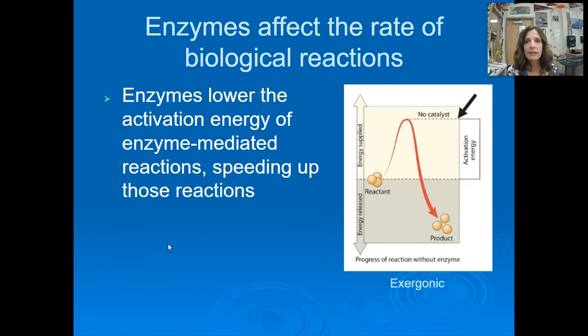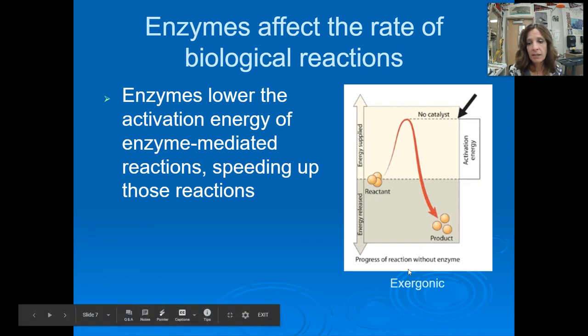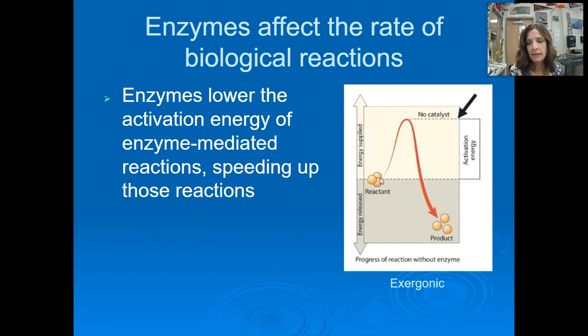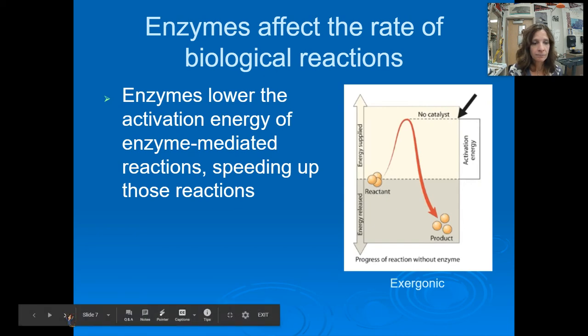So enzymes affect the rate of biological reactions, and what they do is they lower the activation energy of an enzyme-mediated reaction, speeding up the reaction. So without an enzyme, there is this huge pump of energy that's needed to get this reaction going. Now with an enzyme, and also this would be exergonic because the energy in the products is less than the energy in the reactants.